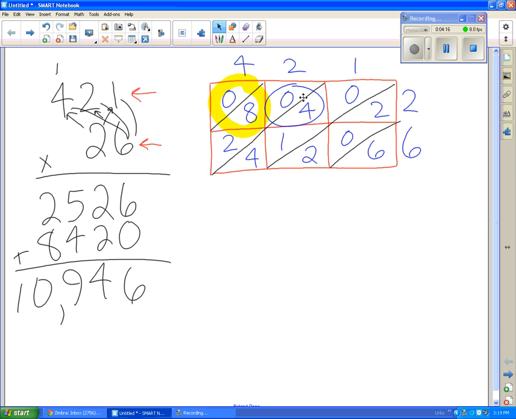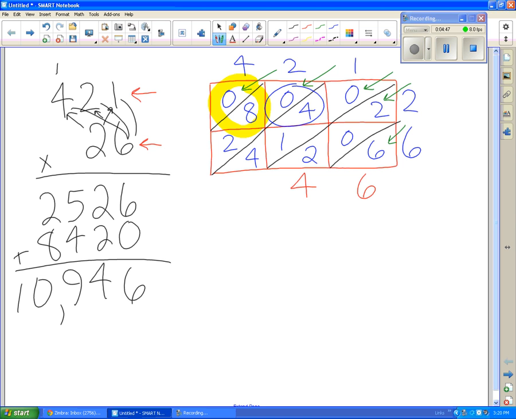Now I just have some addition to do. And what I'm going to do is add up the totals in each of these diagonal columns. So I've got 1, 2, 3, 4, 5 columns that I need to add the totals in. So in this first column is just a 6. So I'm going to write a 6 underneath that column. The second column, I have a 2, a 0, and a 2. When I add those together, I get 4, so I'm going to write a 4 there.